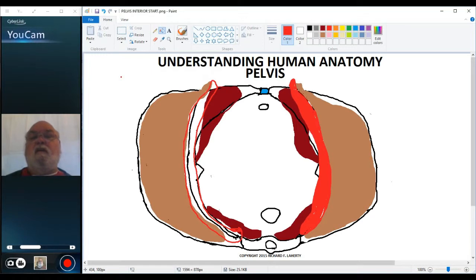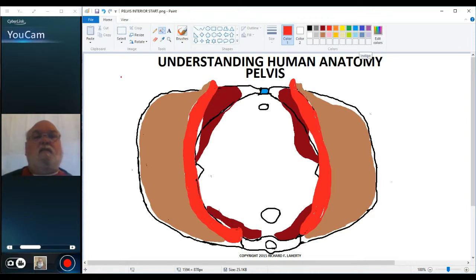And let me fill in the psoas major muscle. And again, we have iliopsoas, where both iliacus and psoas major come together, and they do have a common insertion.